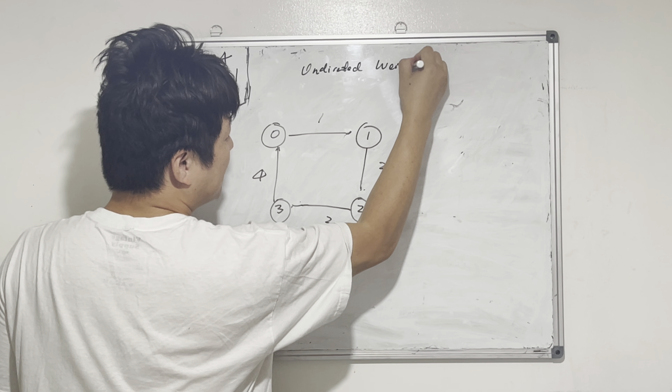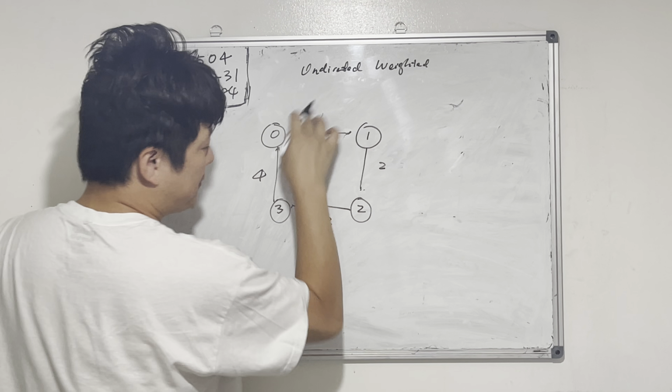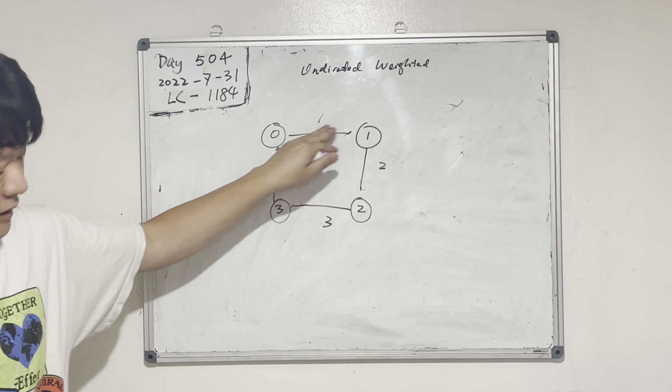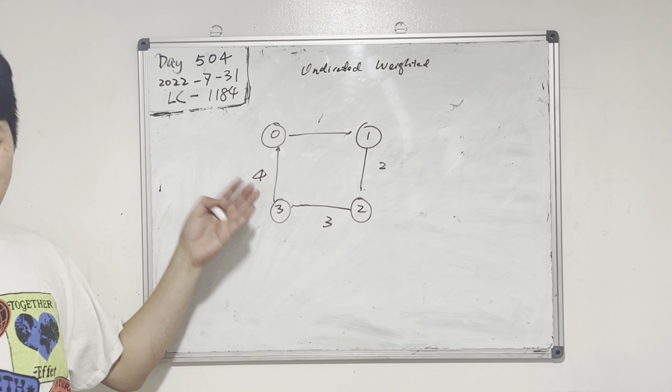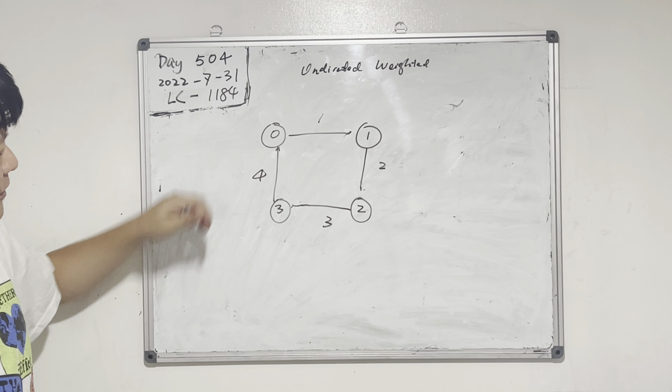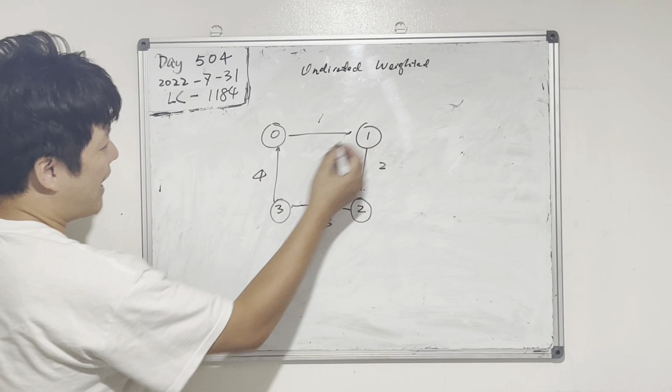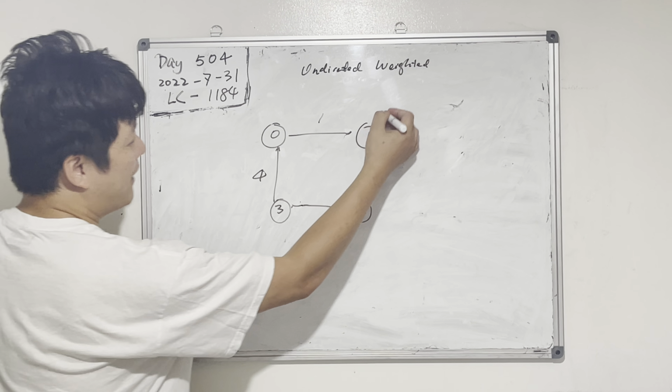Weighted means the edges between the vertices have values noted, right? Okay, so if we are given a start and a stop, for example, we are given only 2 vertices here, and we want to find out the shortest distance between them. So what's the shortest distance between vertex 0 and vertex 1?